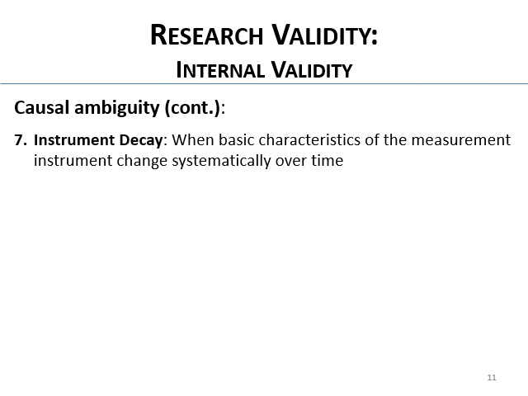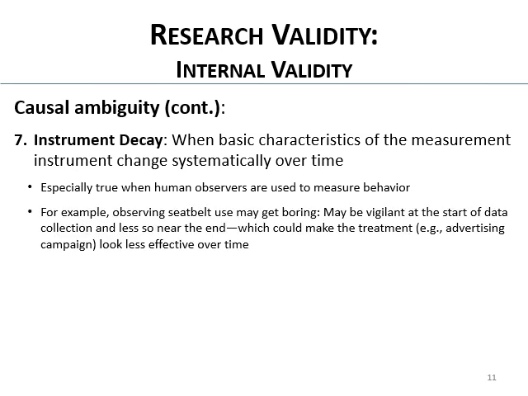Then there's instrument decay. So instrument decay is when characteristics of your measurement instrument change systematically over time. So this is particularly true when human observers are used to measure behavior. They, for example, get better at measuring things. They get bored at measuring things.